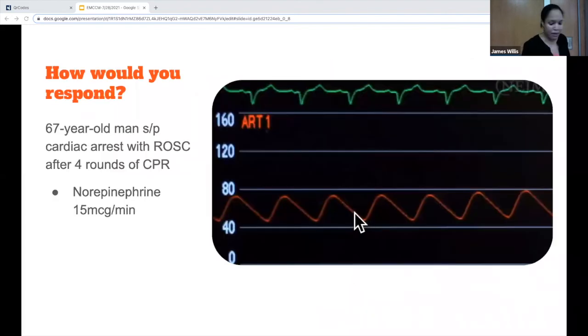So thinking about that waveform, say you've got a 67-year-old gentleman who has now achieved ROSC, is on 15 mics of Levophed, and you have an arterial line in because that's what you've decided is necessary, and this is your waveform in red. How does that compare, or what do you think might be going on? How are you going to respond to that waveform?